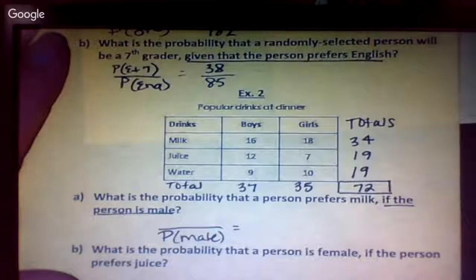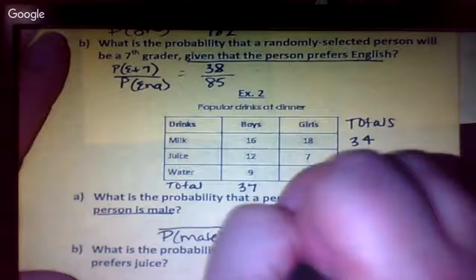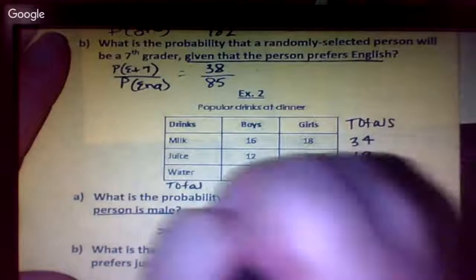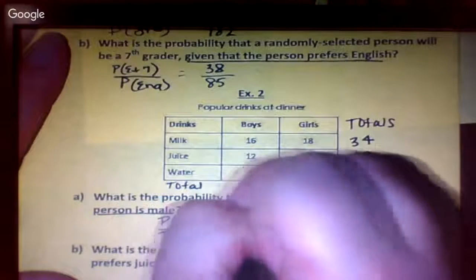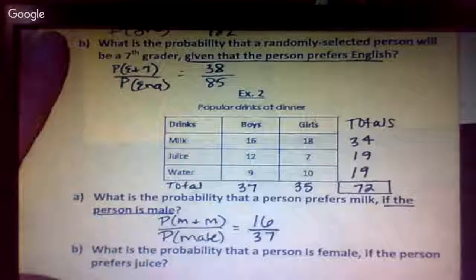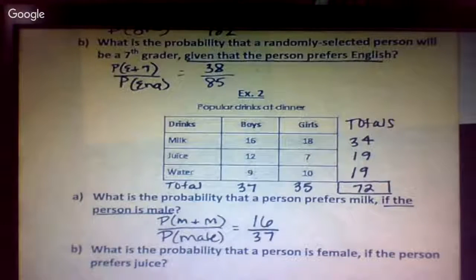So, males, what's that give me in the bottom? I'm only looking at 37 people because I only care about the males. If they're male, how many drink milk? 16 out of 37. I get it right. Oh, easy.